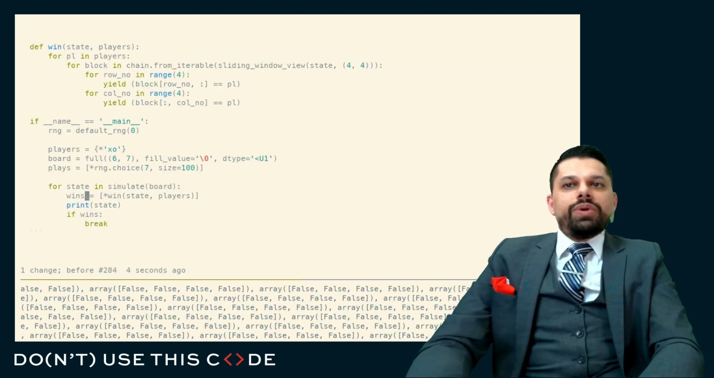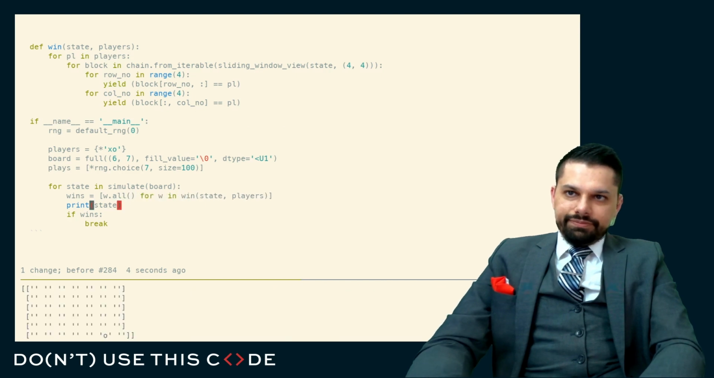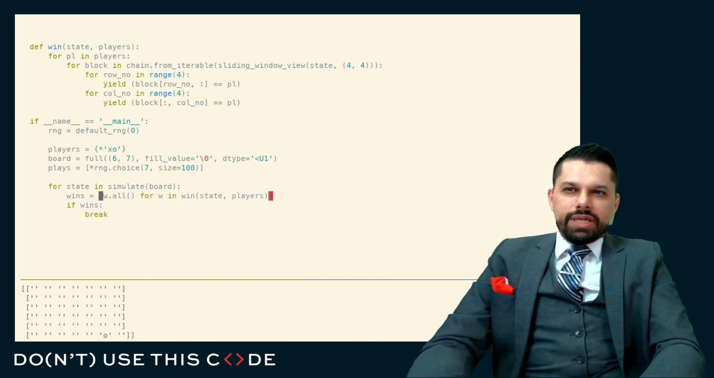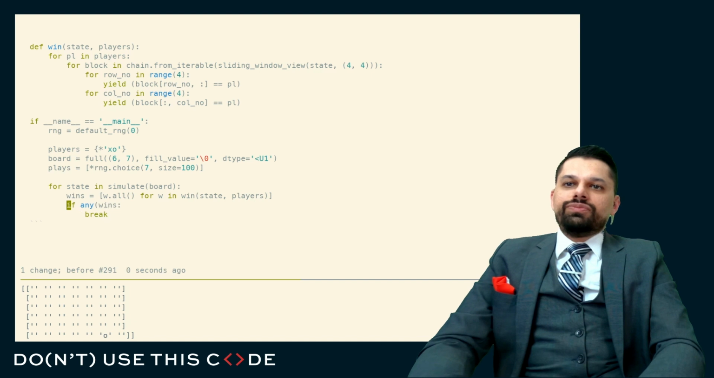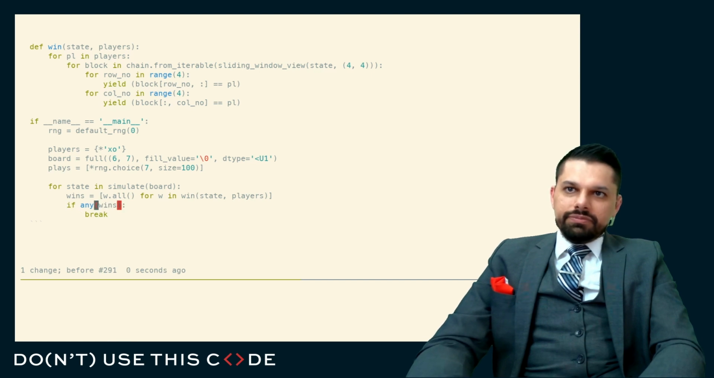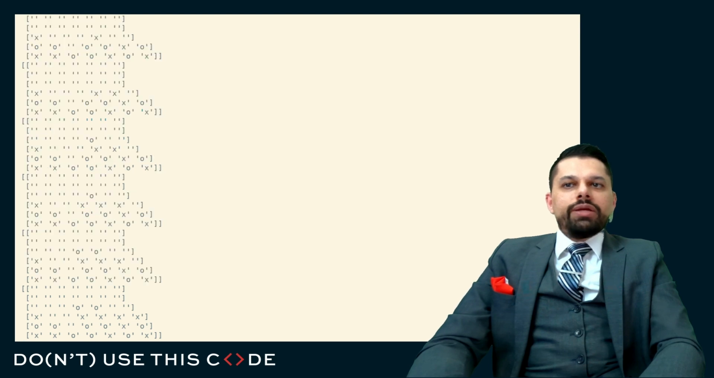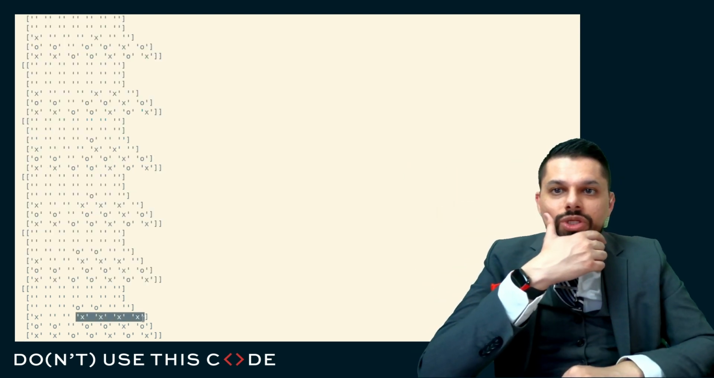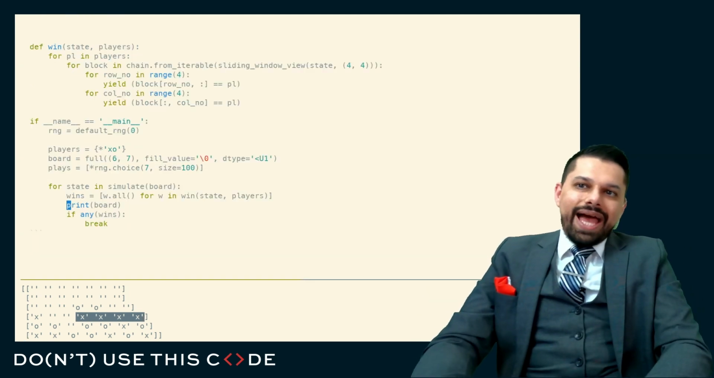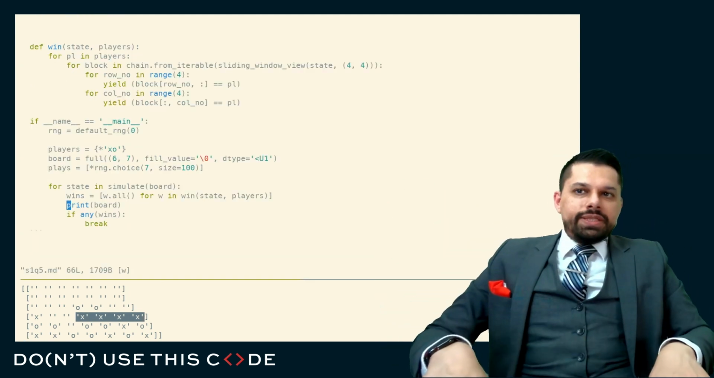So we have to then evaluate these wins. So we have to do win.all for W in this. And we'd have to say if any of these were wins. And then here we can print out the board. So I think this should just kind of play the game randomly. And you can see the game gets played until somebody won using our winning condition. There we go.